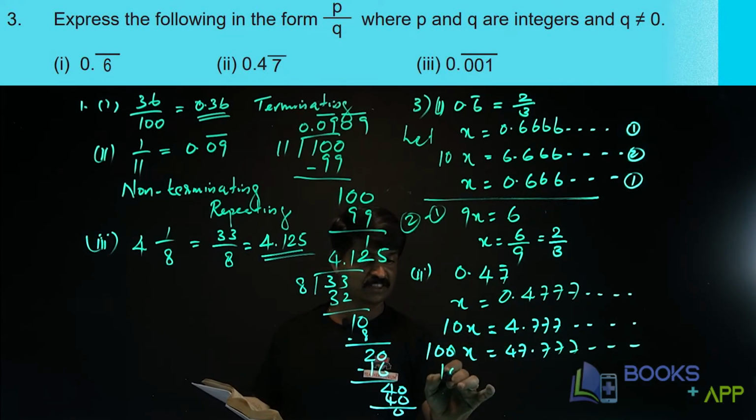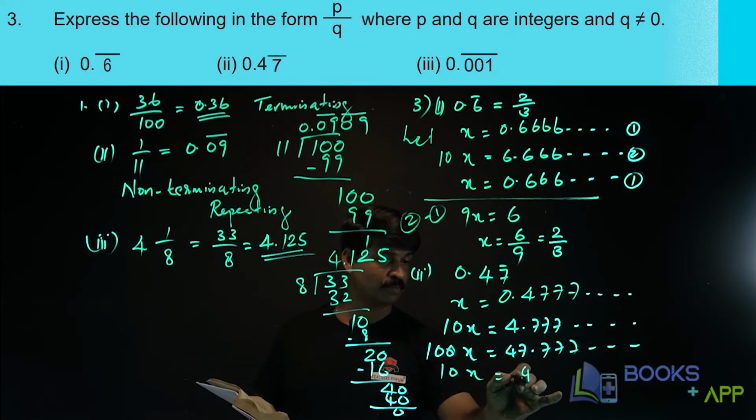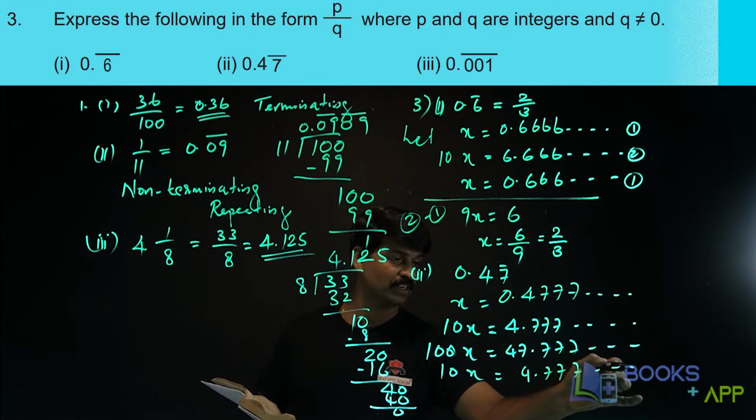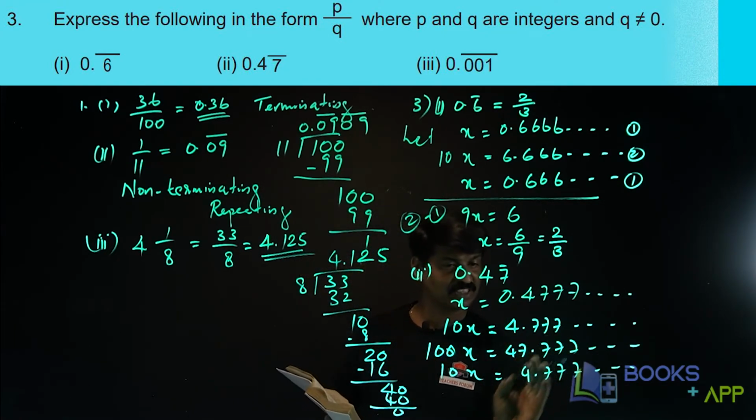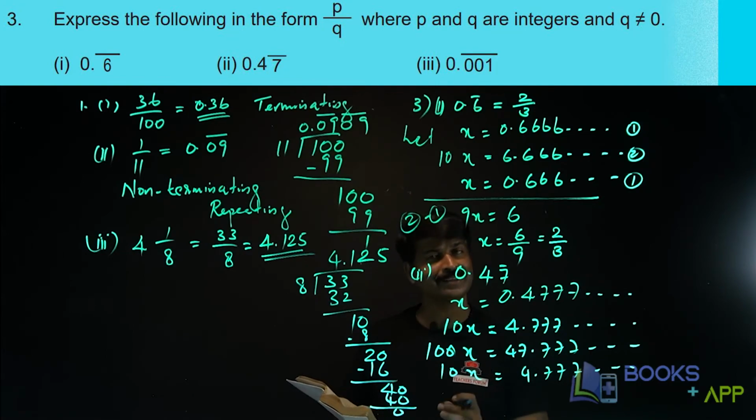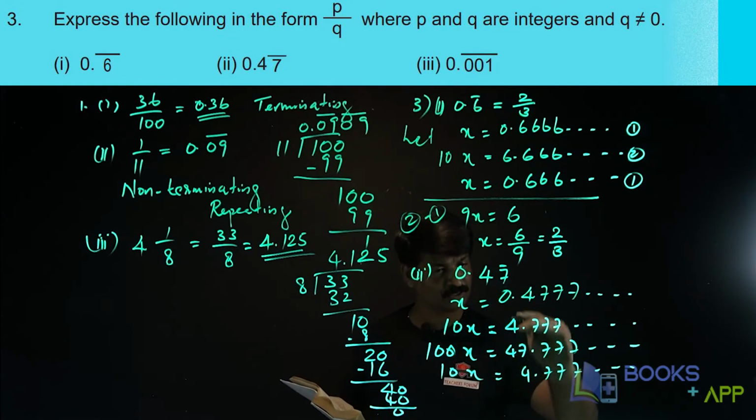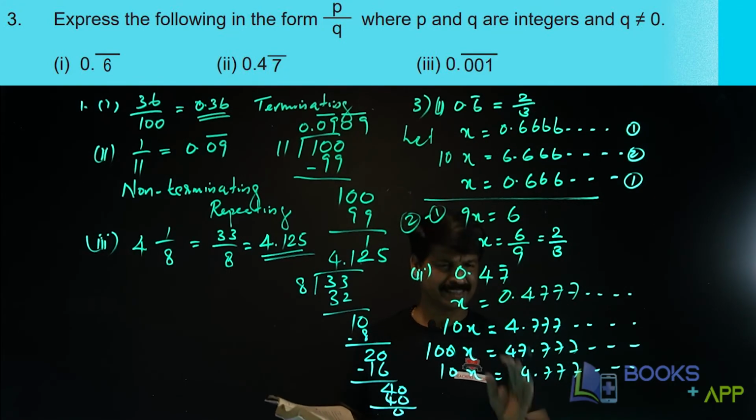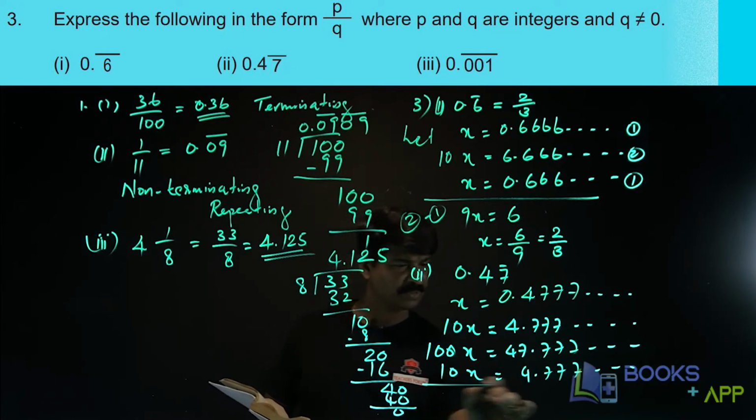What is this? This is 10x. What is 10x? 4.777 etc. You see, we have to make the same digits after decimal. So what is the convenience? See, when you subtract, it becomes 0. That's all. That's the logic here. Okay.